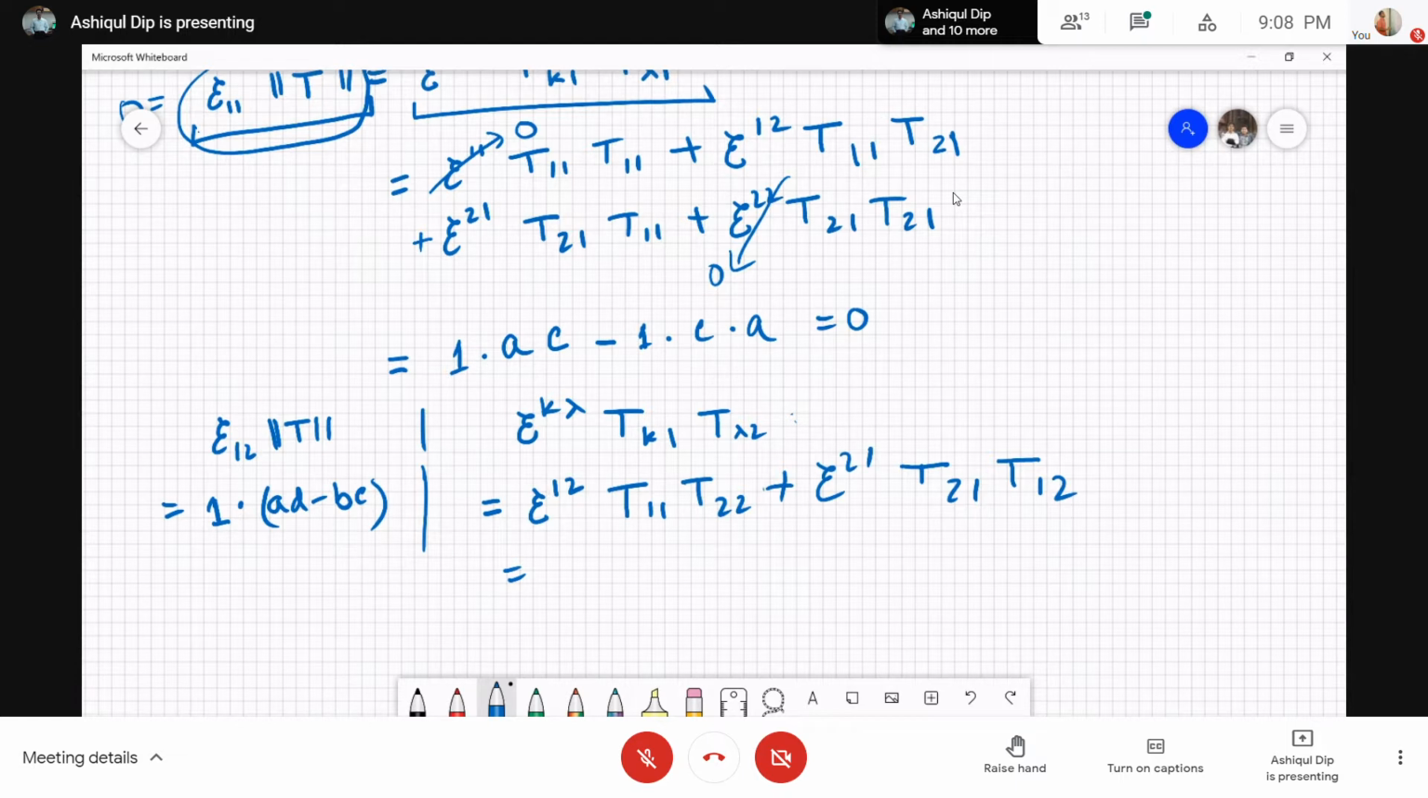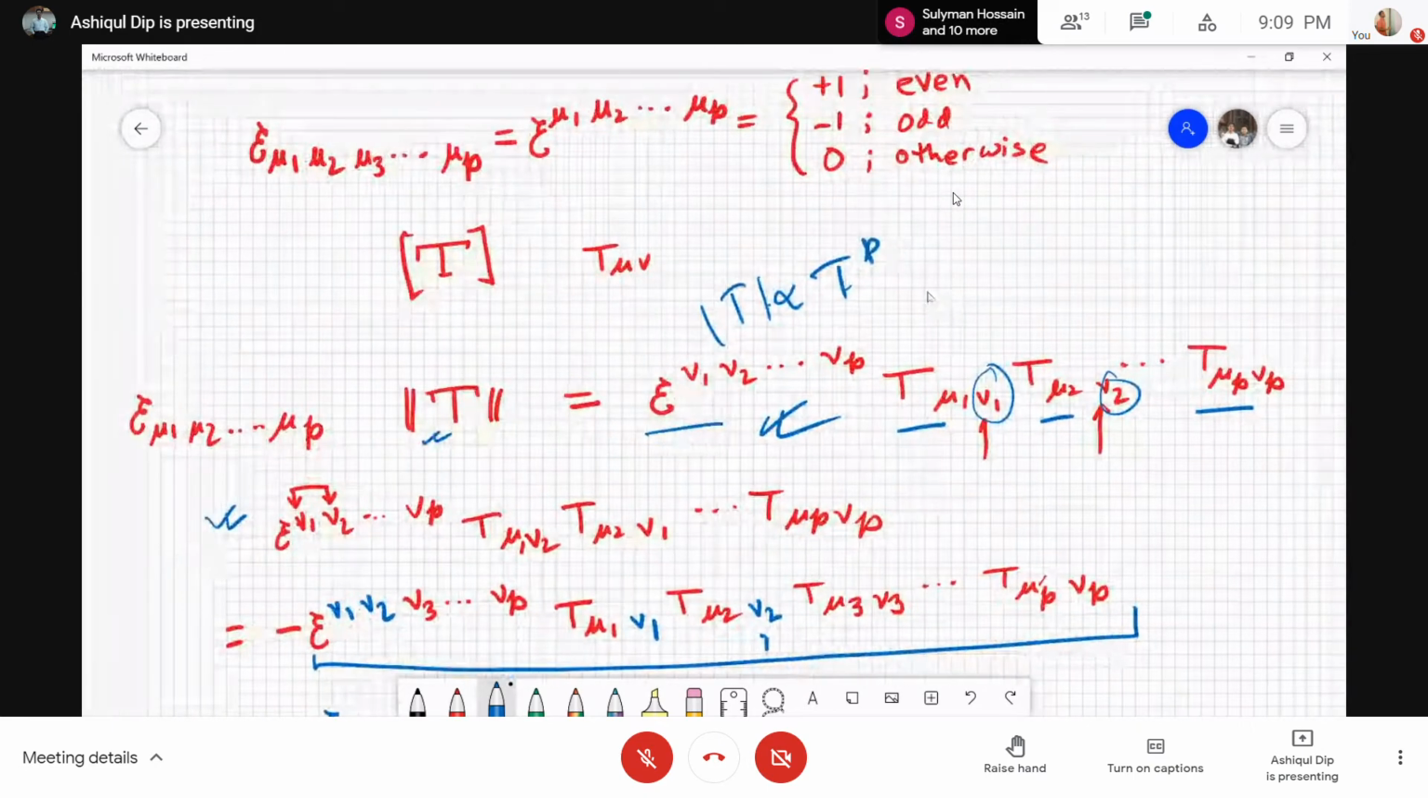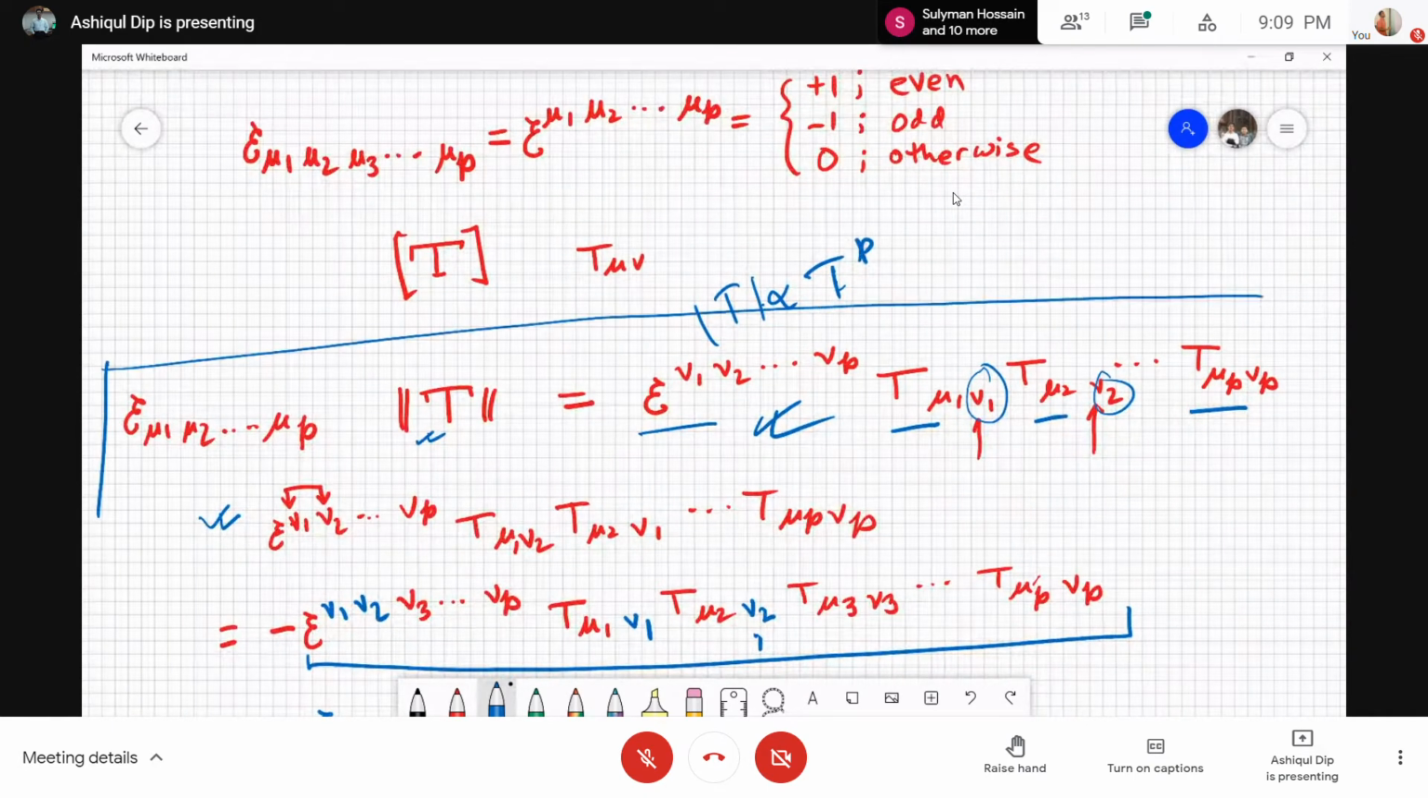So E12 is 1. What is T11 and T22? A and D, right? I can see it from the left side. And here it's minus 1 times T21. What's that? B times C, which gives AD minus BC, right? Yes. And it holds. So are we convinced enough that the relation I wrote here is true?